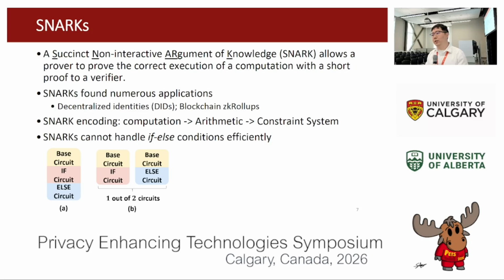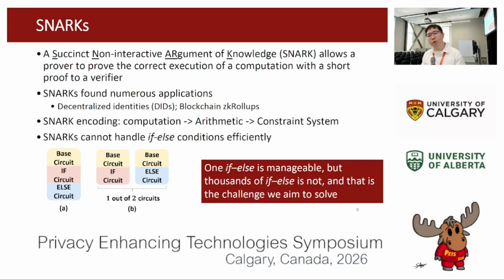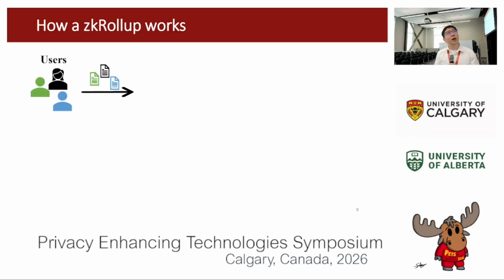In another case, you can try to put two circuits for the two conditions, but that will lead to two proving keys and two verification keys, leading to more overhead for both the prover and the verifier. Therefore, one if and else is manageable, but thousands of if and else is not, and that is a challenge we are going to solve. You will see a real-world example of why we care about this special case. We will take the example of a decentralized exchange in zkRollups, and we will first see how it works.